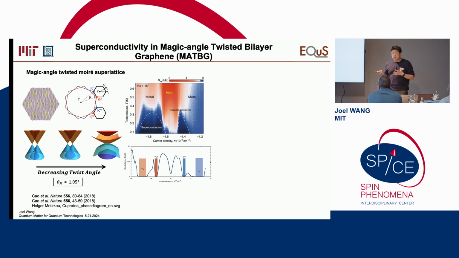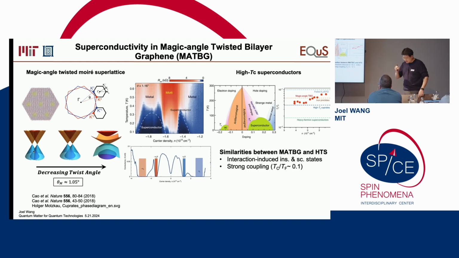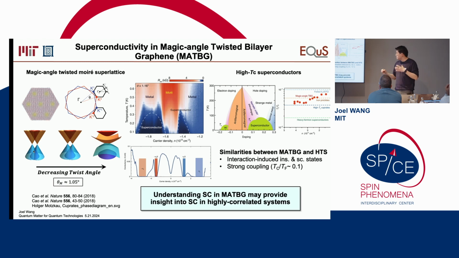And this is very interesting because, in particular, if you look at the phase diagram and compare it to that of a high-TC superconductor, you can see that they share a lot of resemblance. For example, you can see the insulating state flanked by the superconducting state in the phase diagram. And also, if you compare the energy scale of the superconducting gap and the Fermi level, they both fall in the so-called strong coupling regime. Therefore, it is reasonable to assume that understanding the superconductivity in MATBG may provide insight into superconductivity in other highly correlated systems.